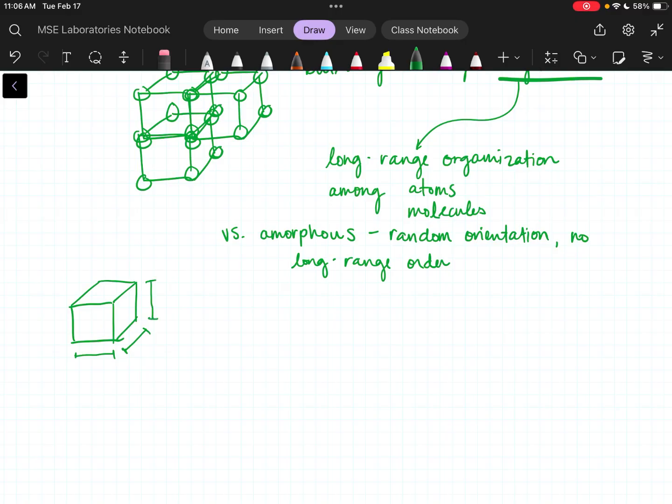When we are talking about a unit cell, do you know how we measure a unit cell? Totally fine. So we have the width, the depth, and the height. We call them A, B, and C. Yep, precisely. We also have angles.